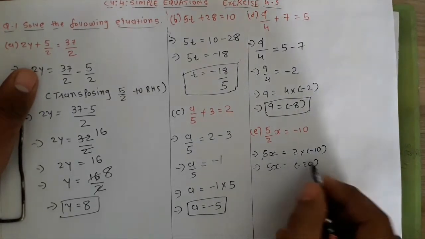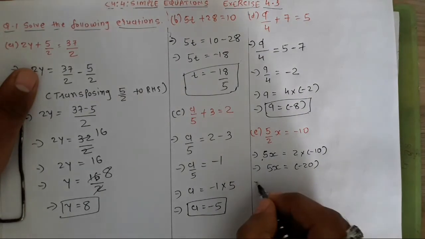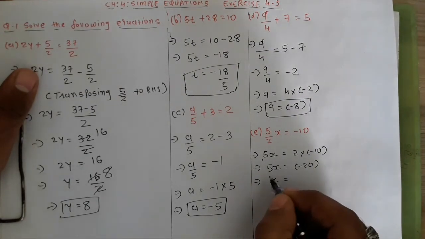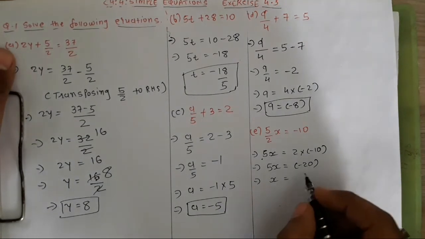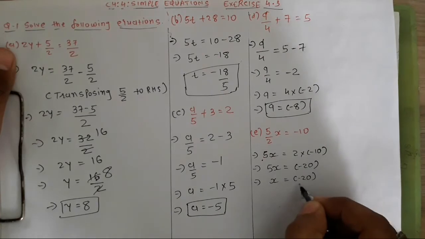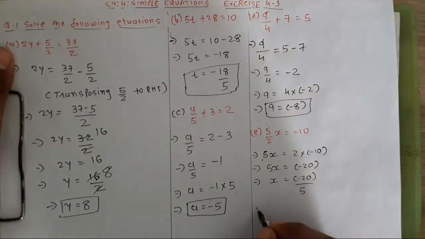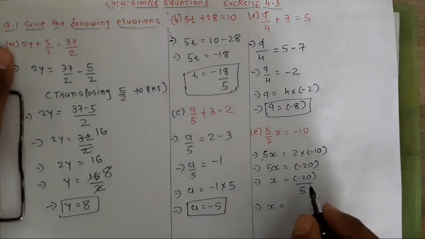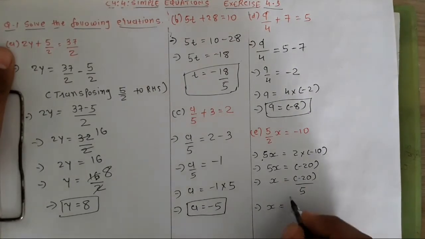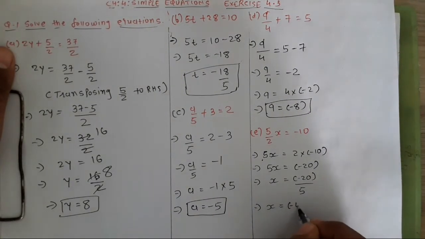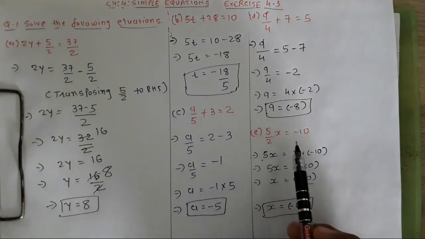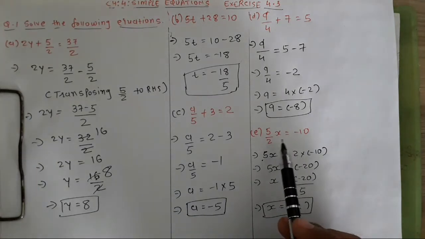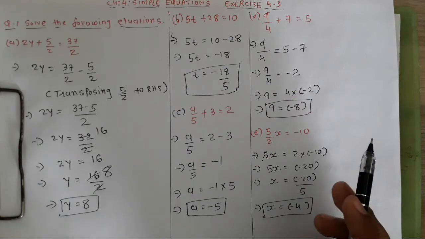Now this is the value of 5x. Now I have to find the value of x. So for that, x is equal to, if any number is in multiplication on one side, and I take this to the other side, then it will come in division. So minus 20 divided by 5. Now we all know 5 4s are 20, but here minus 20 is there, so it will become minus 4. So x is equal to minus 4 is the solution for the given equation. If I put minus 4 in place of x, then I will get minus 10 in my RHS.